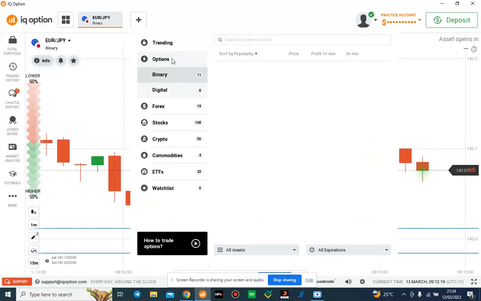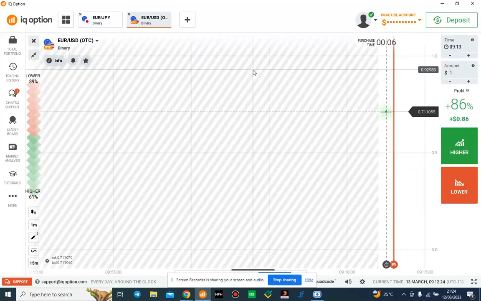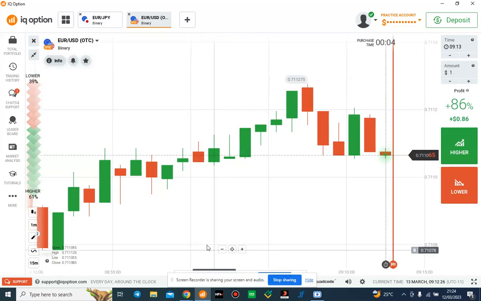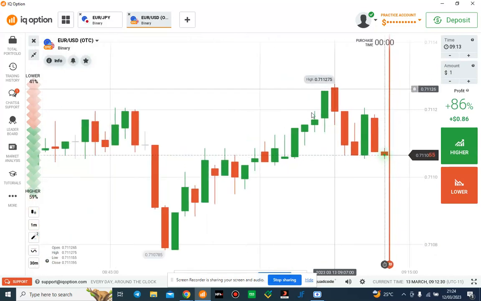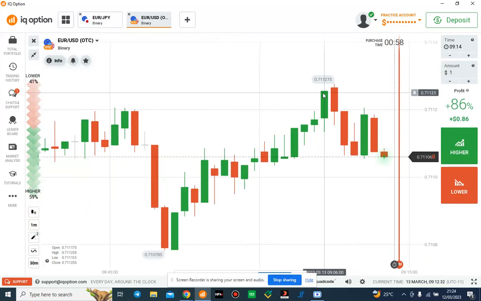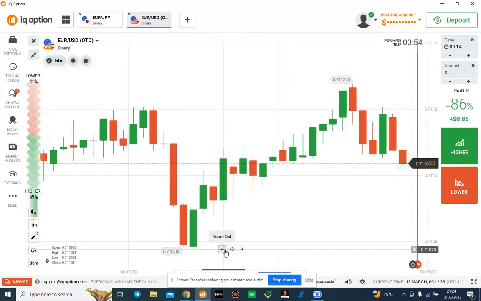I think the OTC market has resumed. Okay, so let's check the OTC market. It's the same analysis you can do. You see that sellers enter from this level here. There are some sellers here. Sellers again enter from this level.